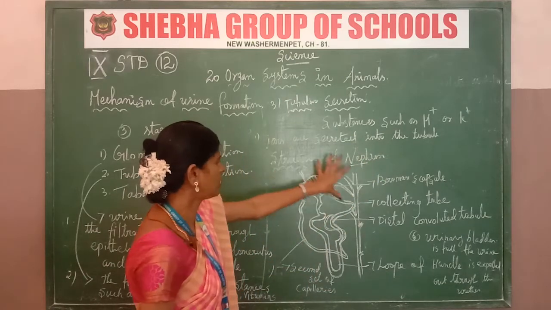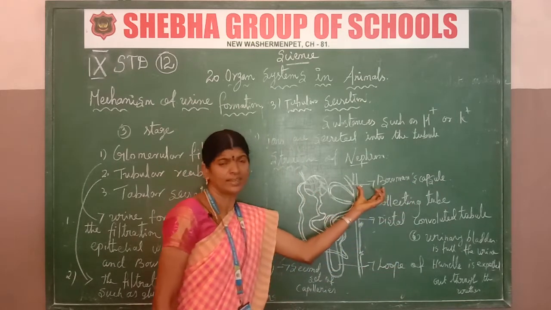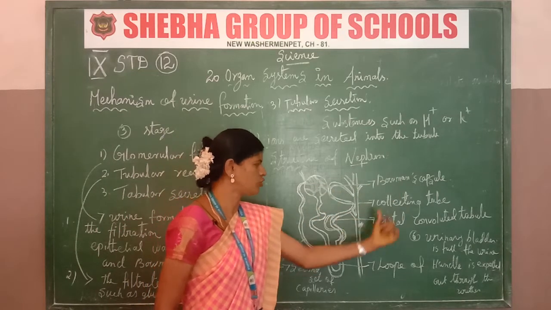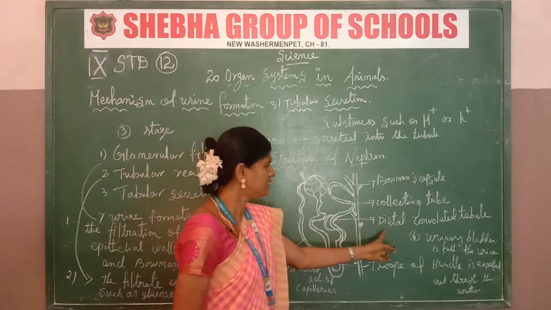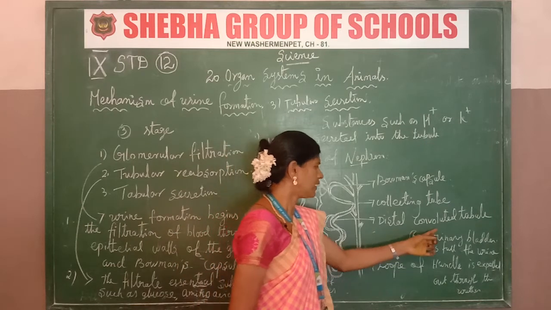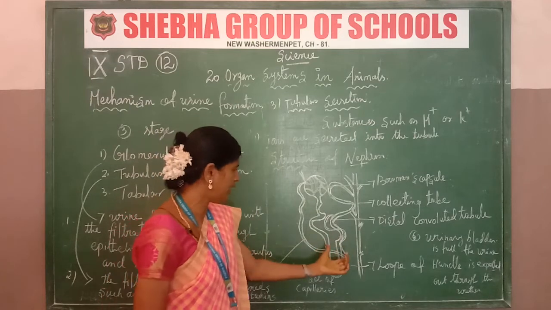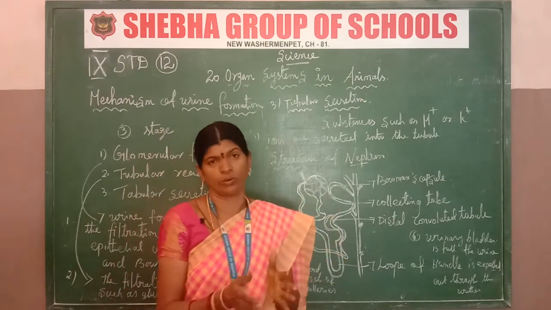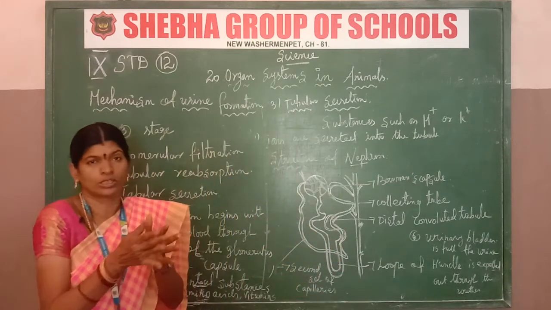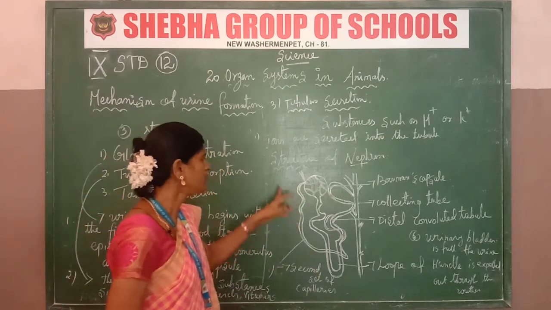Okay, the structure of the nephron, listen. This is the Bowman's capsule, which is for the filtration of the blood. Next, the collecting tube is connected to the distal convoluted tube. The urinary bladder is full of urine, which is expelled through the urethra. So that is the structure of the nephron.